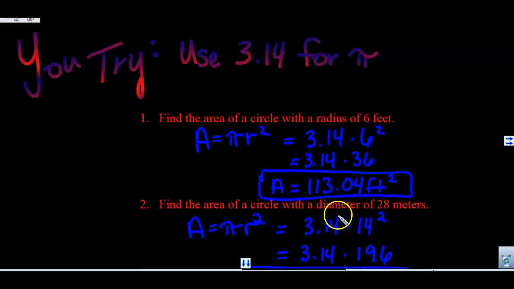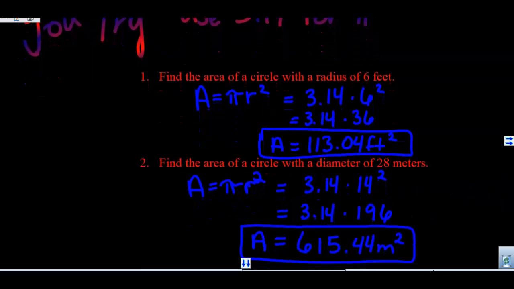In the second one, we were given the diameter. We had to do some quick thinking and take the diameter divided by 2 in order to find the radius of 14. After substituting that into our formula and evaluating the expression, we got 615.44 meters squared.